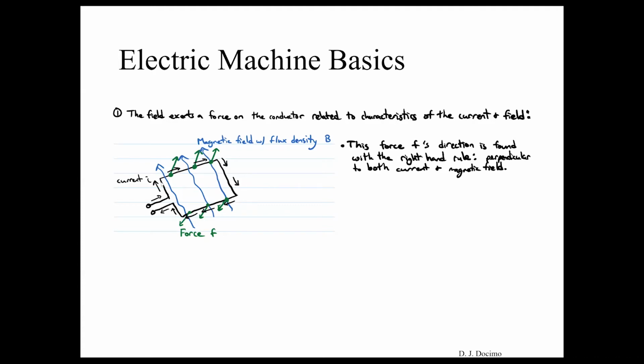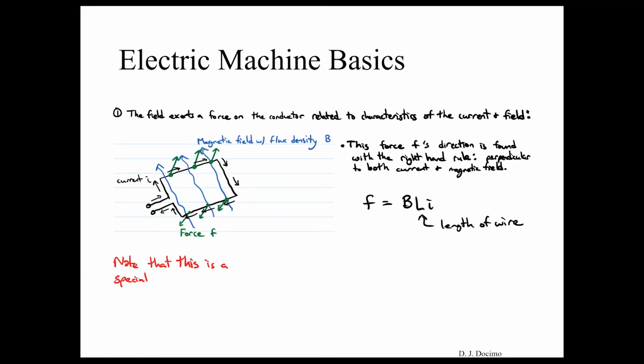So essentially perpendicular to both of these, we have our force that's going to force this side going up and this side going down. So it's perpendicular to both the current and the magnetic field. And so this force actually ends up being equal to B times L, the length of our wire, times I, our current flowing through this.